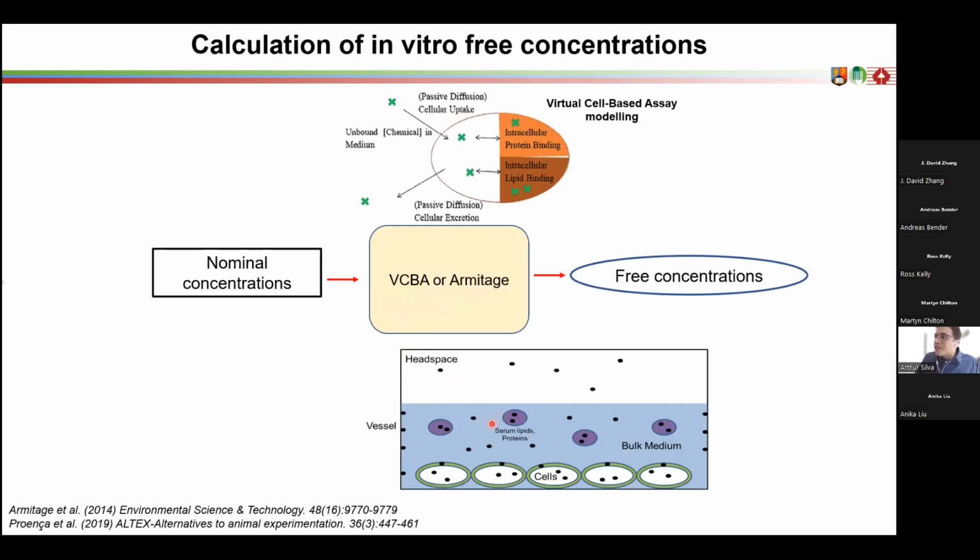They will account for the serum lipids and proteins in the medium, the bulk medium, the cell line, as well as the cellular uptake, the unbound chemical in the medium, the passive diffusion and the cellular excretion, the intracellular protein binding and lipid binding as well. So we used the nominal concentrations, the physical chemical information and data related to PK, and the details about the in vitro assay we were trying to mimic here to finally estimate the free concentrations for perfluorooctanoic acid as well.